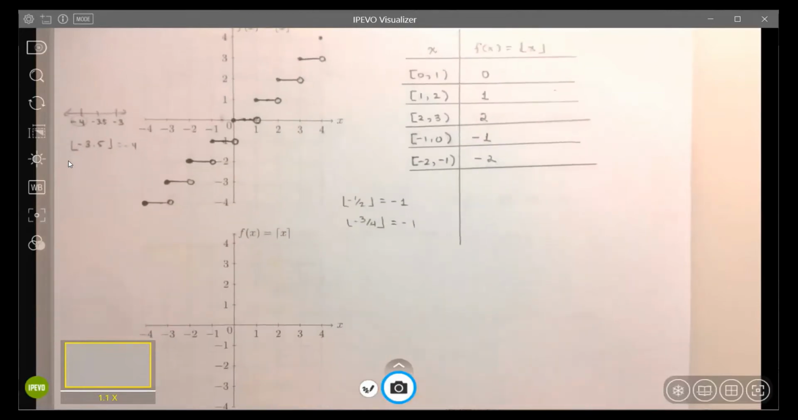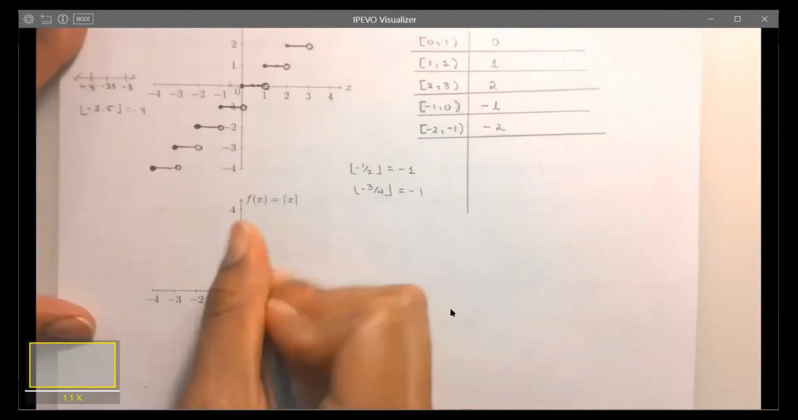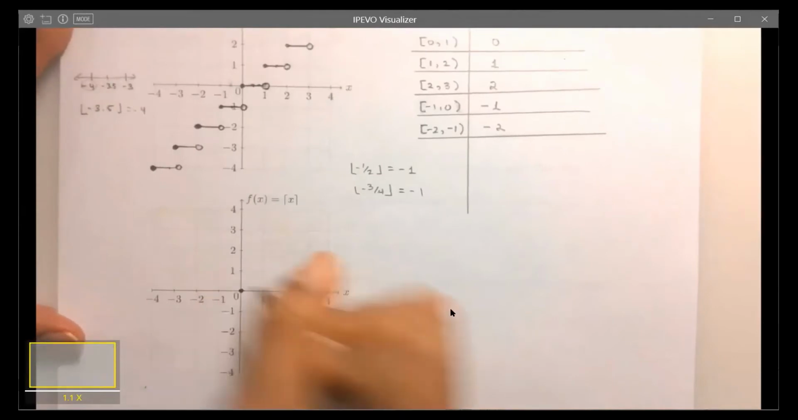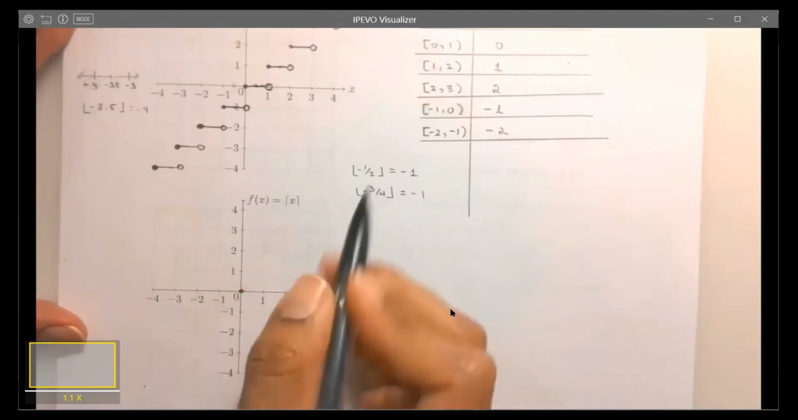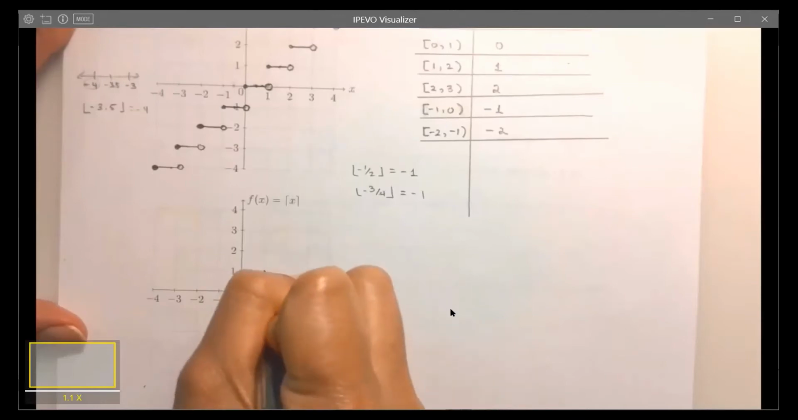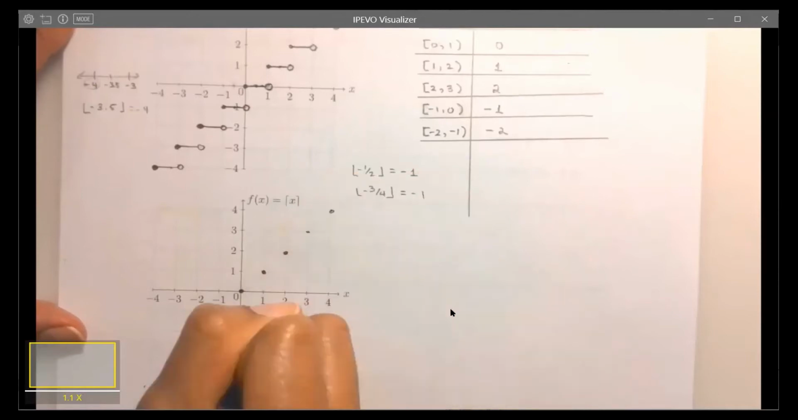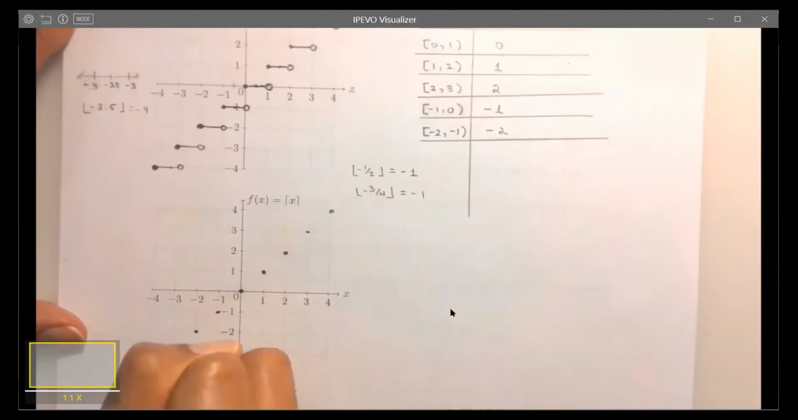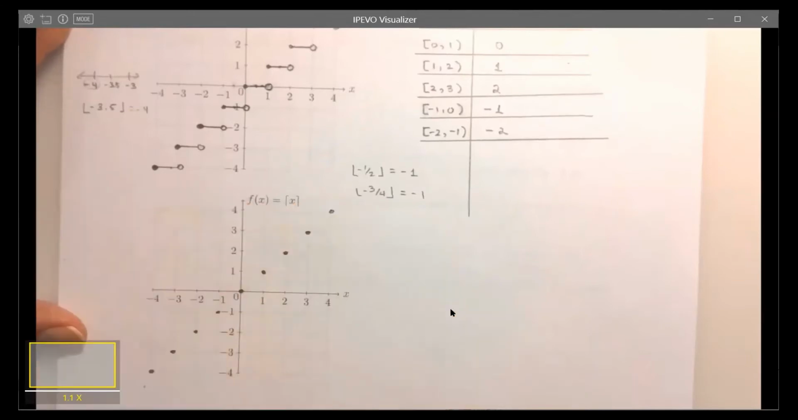Now the ceiling function is going to be a similar process. For the ceiling function, again, the integers are still getting mapped to themselves. So like 0 gets mapped to 0 because the ceiling of 0 is 0. The ceiling of 1 is 1. The ceiling of 2 is 2. And these points will look exactly the same as they did for the floor function.